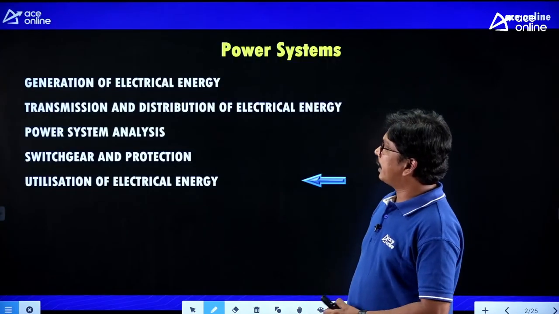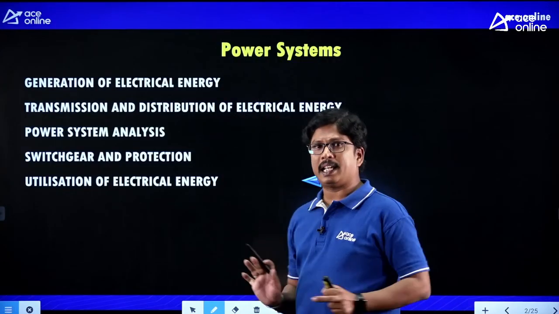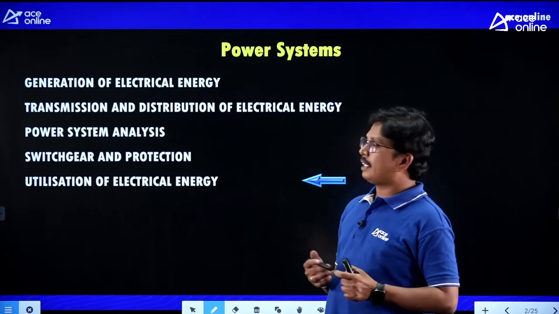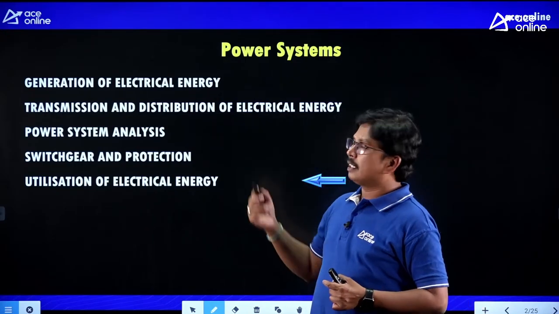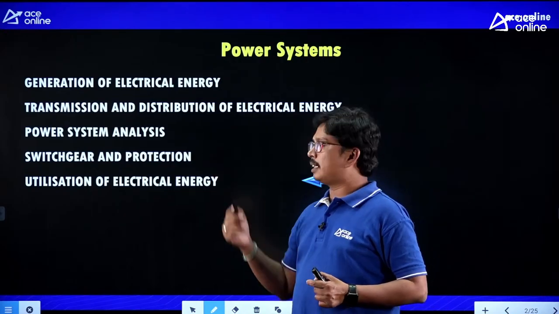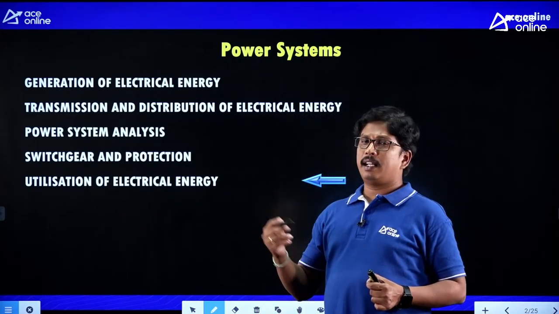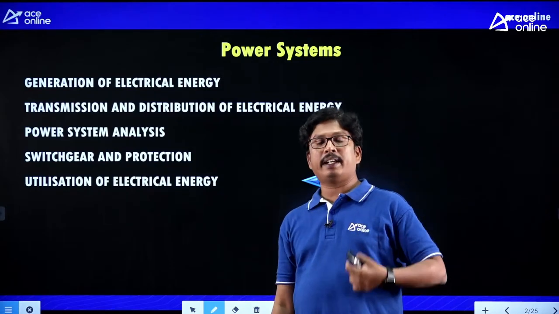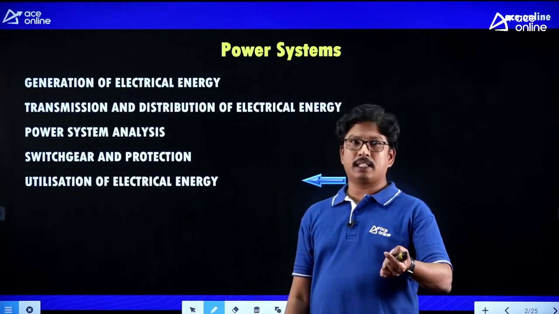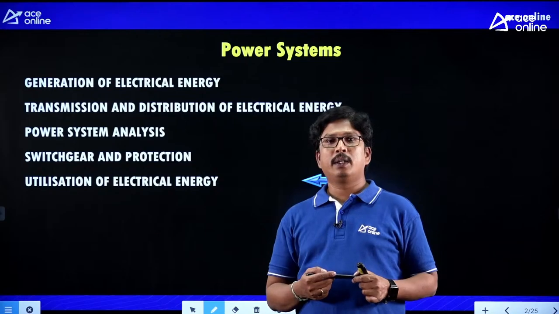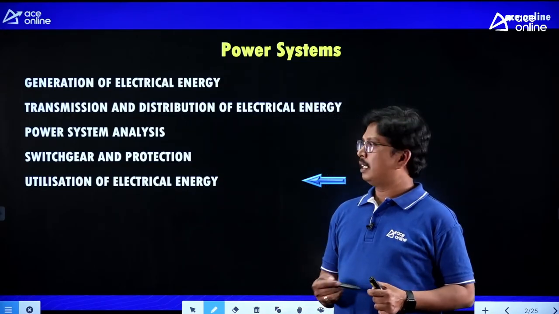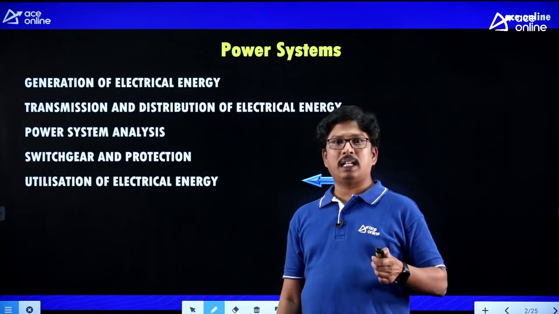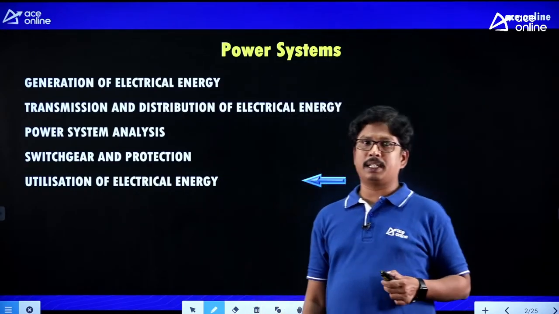Whenever you are going for utilization of electrical energy, the first point that you have to learn is the actual syllabus of the entire power system. The entire syllabus of power system is generation of electrical energy, transmission and distribution of electrical energy, power system analysis, switchgear and protection, along with economic load dispatch and load frequency control, and finally utilization of electrical energy. Today we are going to discuss the utilization of electrical energy concept here, right students?